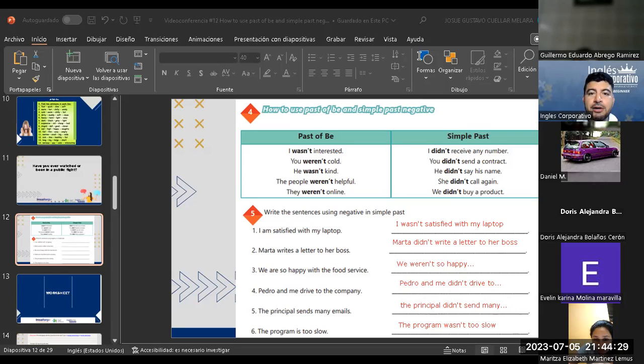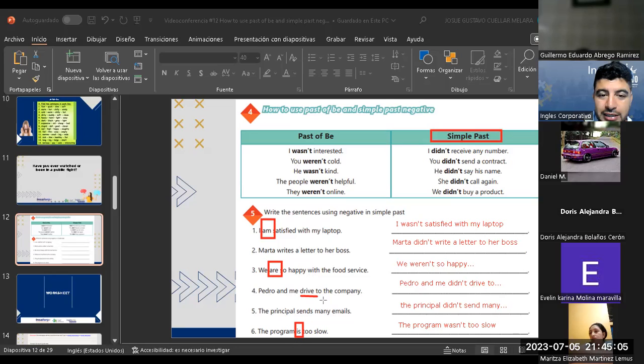Ah, because in this case, we have an action verb. Porque aquí tenemos un verbo de acción. El verbo de acción es drive. Vamos a utilizar was and were cuando identifiquemos el verbo to be. Aquí está el is, aquí está el am y el are. ¿Ok? Y eso sí pasa a was y a were. Pero en el resto, como son verbos de acción, vamos a utilizar la negación del simple past.